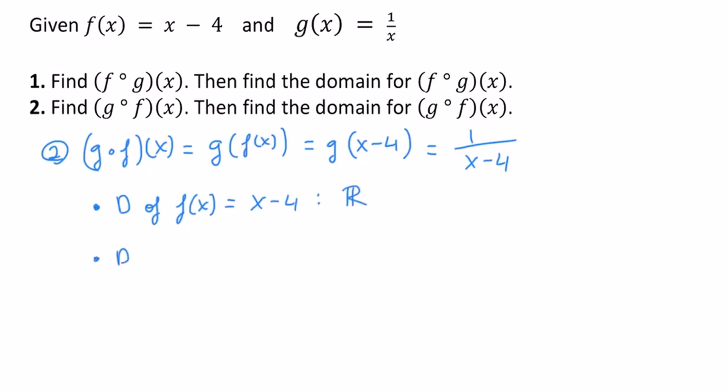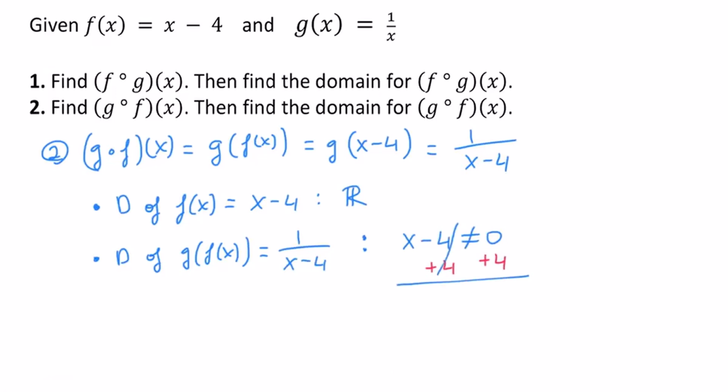The second step, we want the domain of g of f of x, which is what we found, 1 over x minus 4. So 1 over x minus 4. And here we have fraction, so the denominator cannot equal to 0. So here we need to add the 4 over. So x cannot equal to 4.